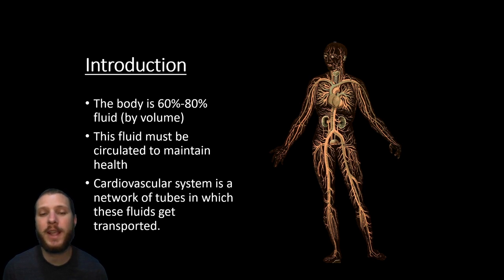And in order to maintain health, we're going to have to be able to circulate this fluid to keep it fresh and not stagnating. And it's the job of the cardiovascular system to accomplish that. When we say cardiovascular system, we're talking about a network of tubes in which this fluid is going to be transported to every cell in the body.